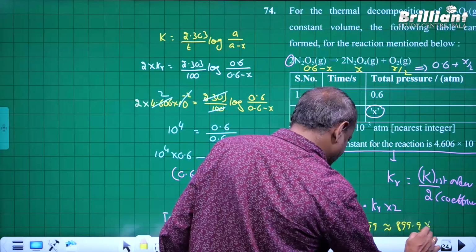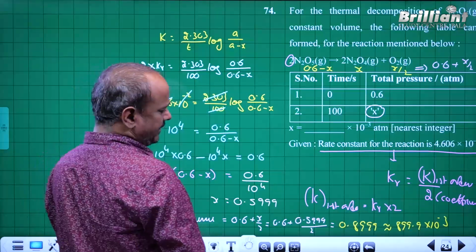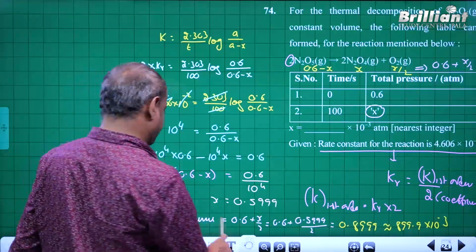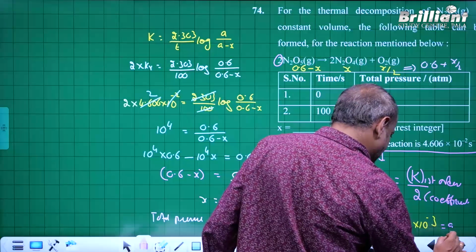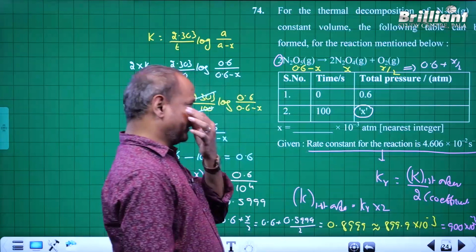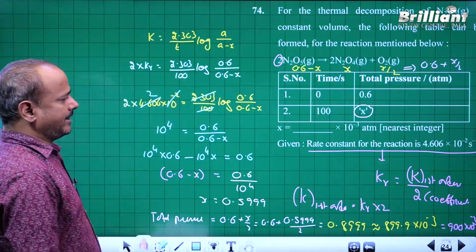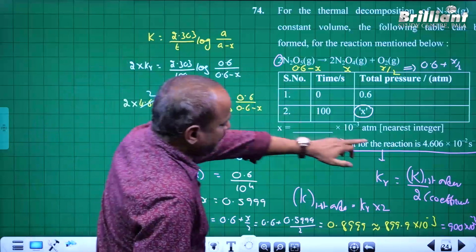899.9 times 10 raised to minus 3. 899.9, or 900, is the correct value. 900 into 10 raised to minus 3. So 900. Suppose you take the direct rate constant only, this one.